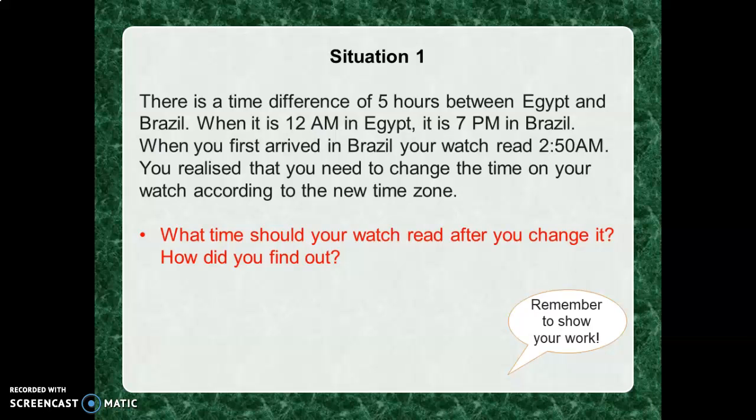Situation 1. There is a time difference of 5 hours between Egypt and Brazil. When it is 12 a.m. in Egypt, it is 7 p.m. in Brazil. When you first arrived in Brazil, your watch read 2:50 a.m. You realized that you need to change the time on your watch according to the new time zone. What time should your watch read after you change it? How did you find out?